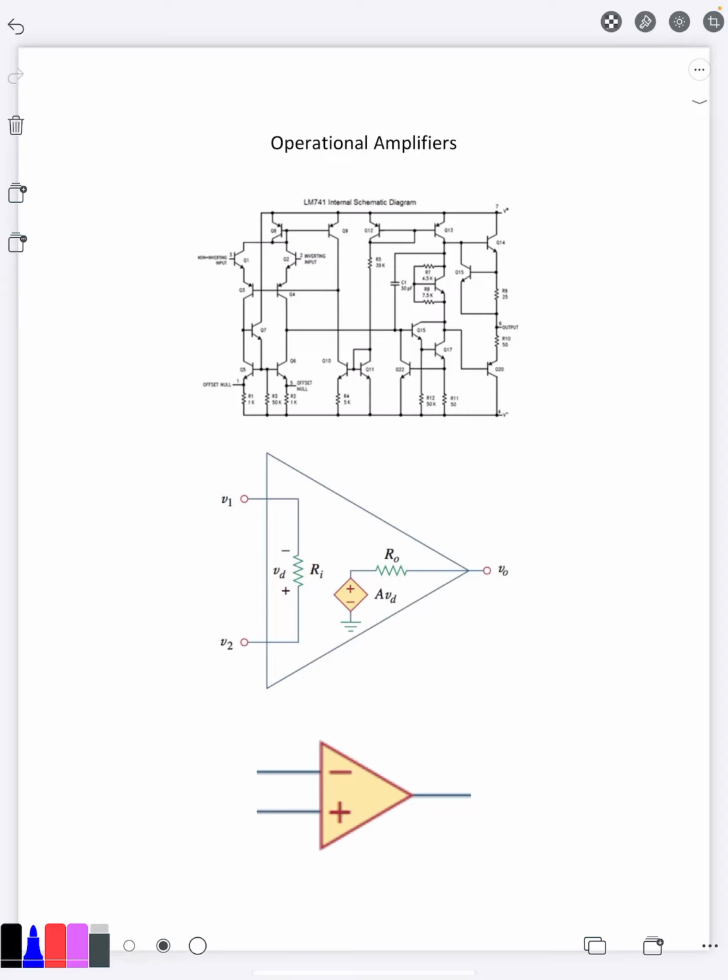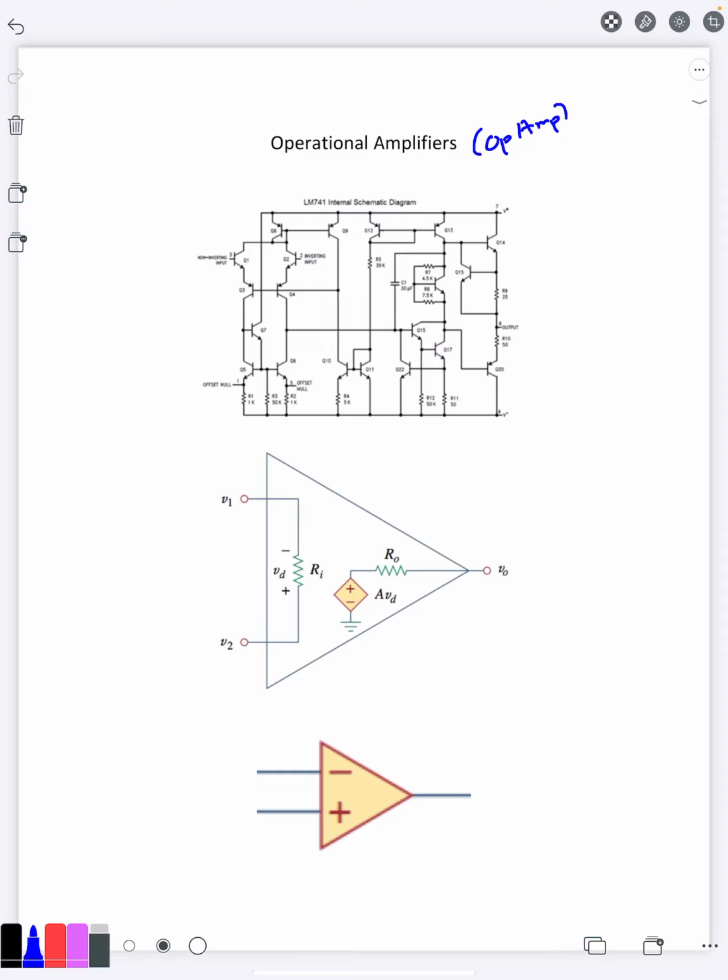In this video, we're going to learn about the circuit element known as an operational amplifier. We will usually shorten that down to just an op-amp. And I have three different diagrams trying to show you what an op-amp is.